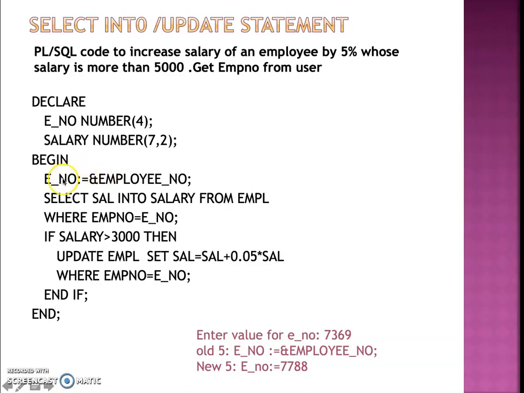So when the user puts the value into EMP number, we can use this EMP number and select sal into salary, meaning sal is from the table EMP, which will be transferred into the local variable salary. This salary is checked for being greater than 3,000 or less than 3,000, and then we can update using the update command as shown. This will update the field SAL for the record ENO.